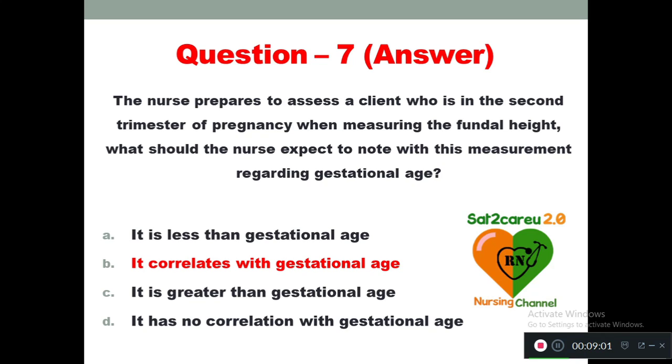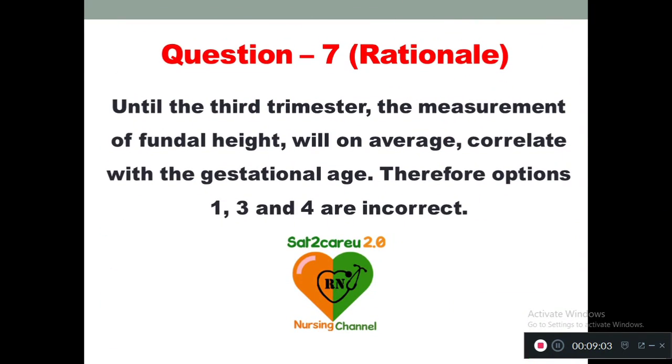Option B is right. The rationale: until the third trimester, the measurement of fundal height will on average correlate with the gestational age. Therefore, the other 3 options are incorrect.